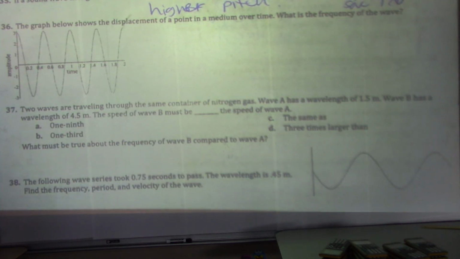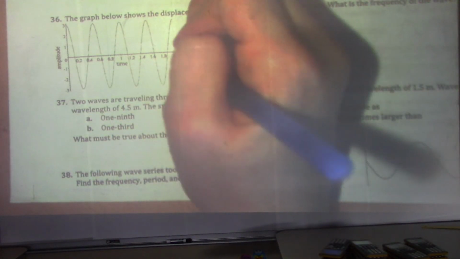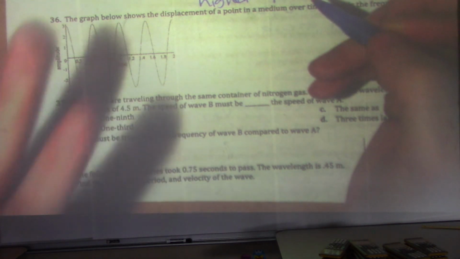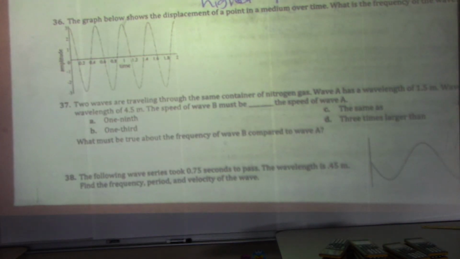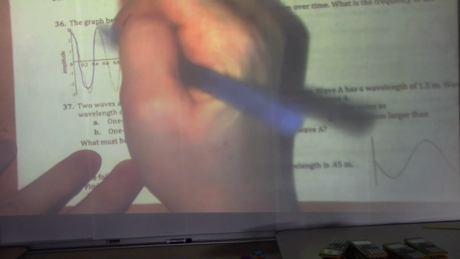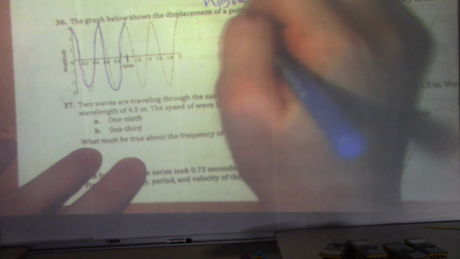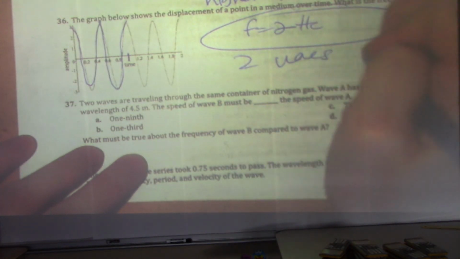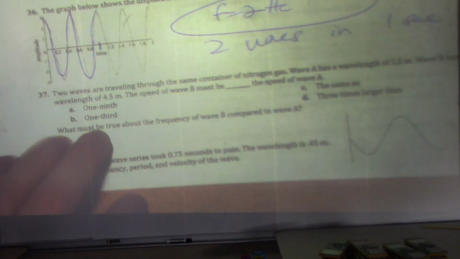The graph below shows displacement of a point in a medium over time. What is the frequency? So remember, this is time right here in seconds on the x-axis. The definition of frequency is, sorry, not the time for one wave, that's a period. Frequency is the number of waves per second. So let's go to 1 second and then count up. 1, 2 waves. So frequency of 2, because you literally have 2 waves in 1 second. And the definition of frequency is the number of waves per second.